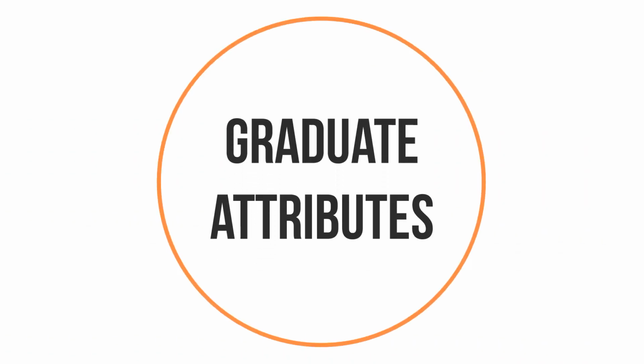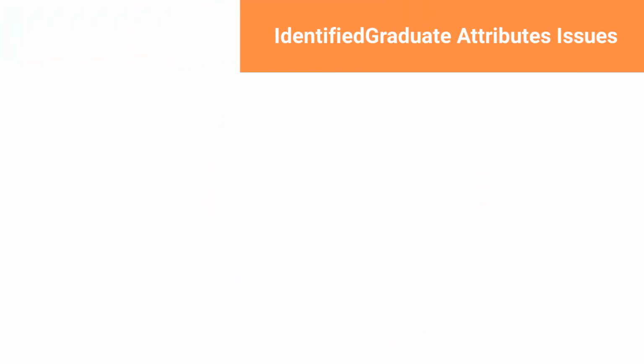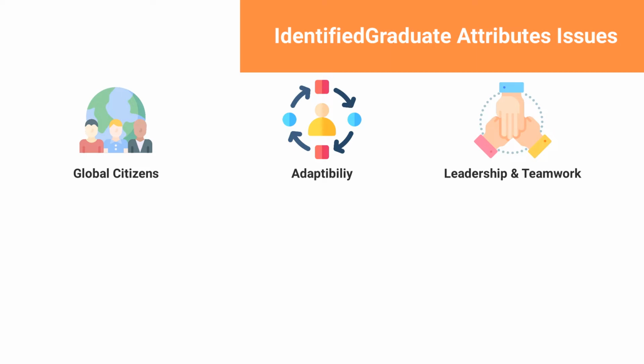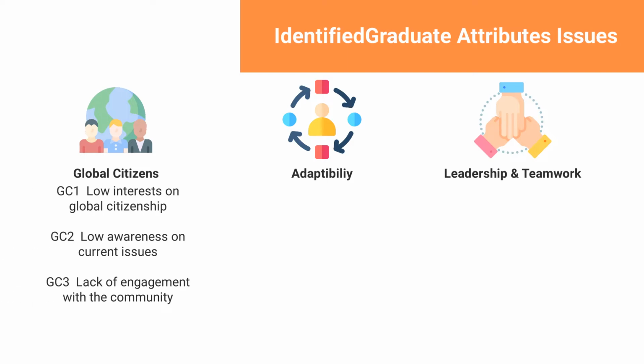Okay, in this chapter, I will explain how the program relates to the graduate attribute scale. So basically, we have identified 3 graduate attribute issues, which are global citizen, adaptability, and leadership and team working. As we know, global citizen is community engagement, with the program having volunteers. There are some issues with that: student low interest in global citizenship, low awareness of current issues, lack of engagement with the community.